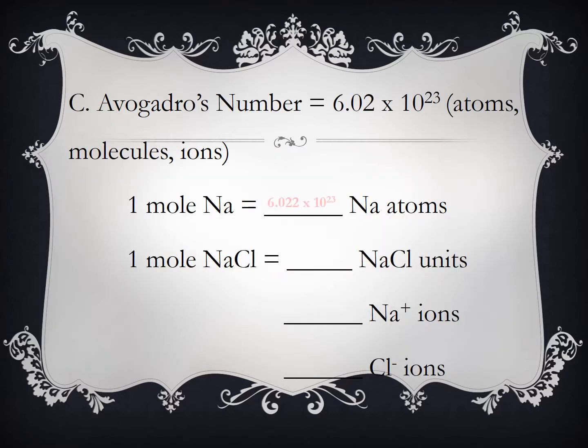So a mole of sodium, 6.022 times 10 to the 23 atoms. If I had a mole of NaCl, it would be that same number, 6.02 times 10 to the 23 units. Now if I separate sodium chloride I would still get 6.02 times 10 to the 23 ions of sodium. So I'm just separating the sodium from chlorine, and the same thing for chlorine because it's both a 1-to-1 ratio. So 1 unit is made up of a sodium ion and a chlorine ion.